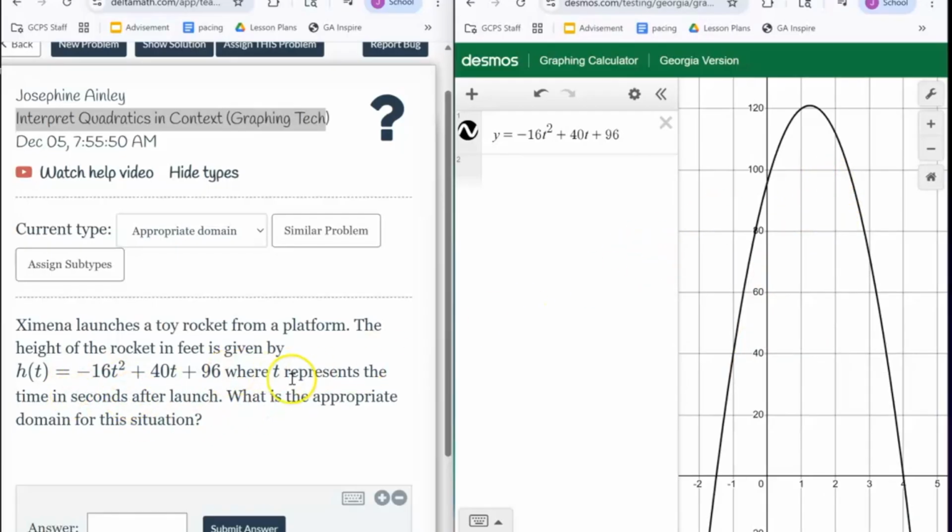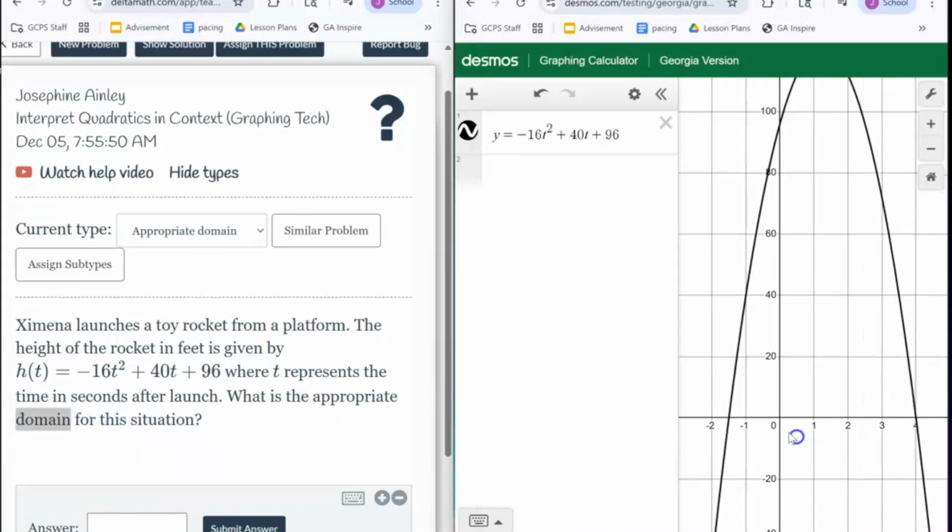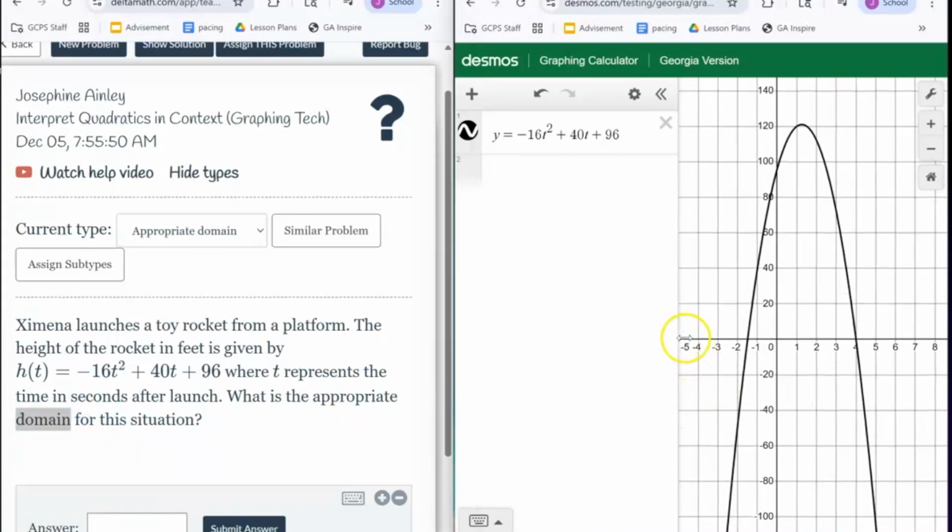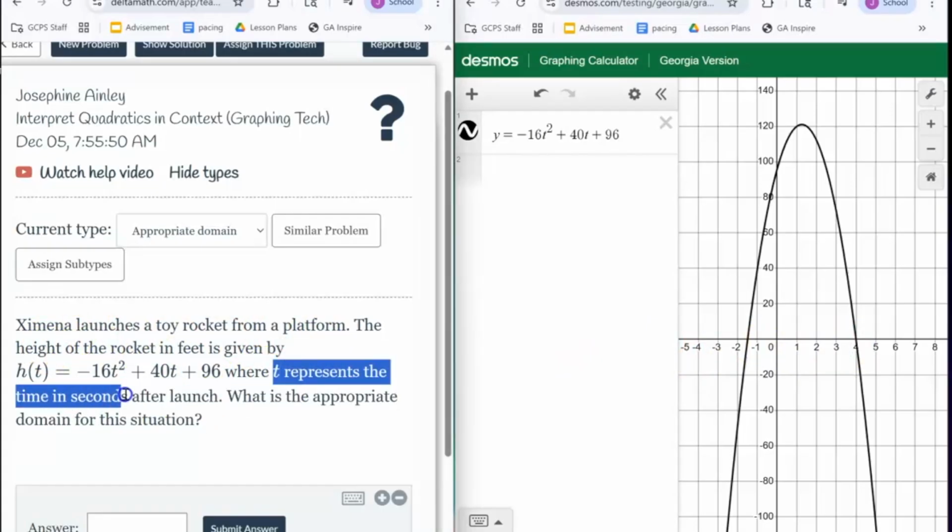All right, so where t represents the appropriate time in seconds. So x-axis is t and y is h. What's the appropriate domain? So what is domain again? X values from left to right. So I'm only looking at the x-axis, right, from left to right. So here there's a graph everywhere, but this is a real world situation. What does the x mean? So x, or t, represents the time.